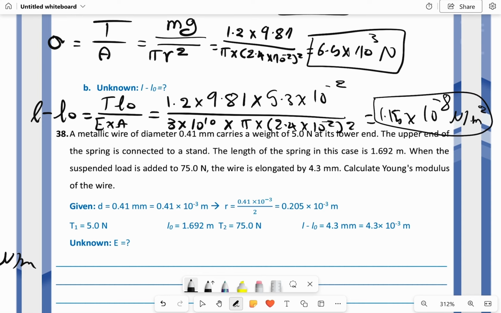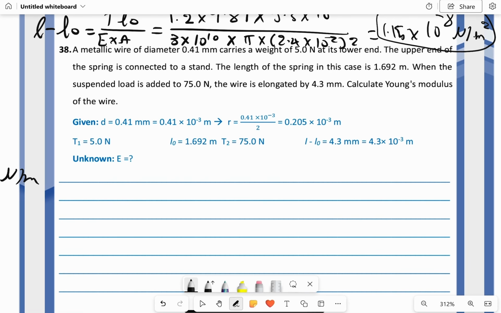Question 38. A metal wire of diameter 0.41 millimeter carries a weight of 5 Newton at its low end. The upper end of the spring is connected to a stand. The length of the spring in this case is l. So this is the initial length. I told you whenever you have length, it's initial length.